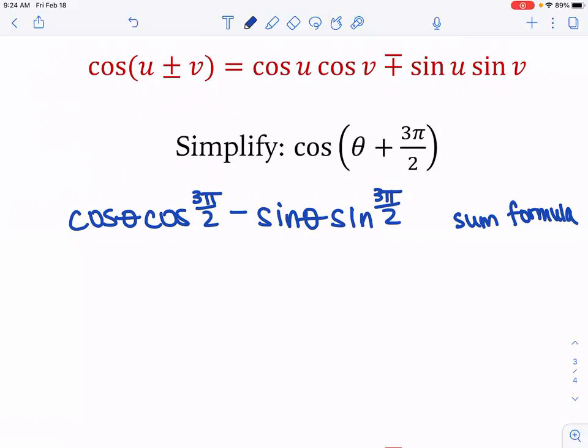Now what can we do? We can't do anything with the thetas. Can we do something with those 3 pi over 2s? Okay, what is the cosine of 3 pi over 2? 0. And the sine of 3 pi over 2?